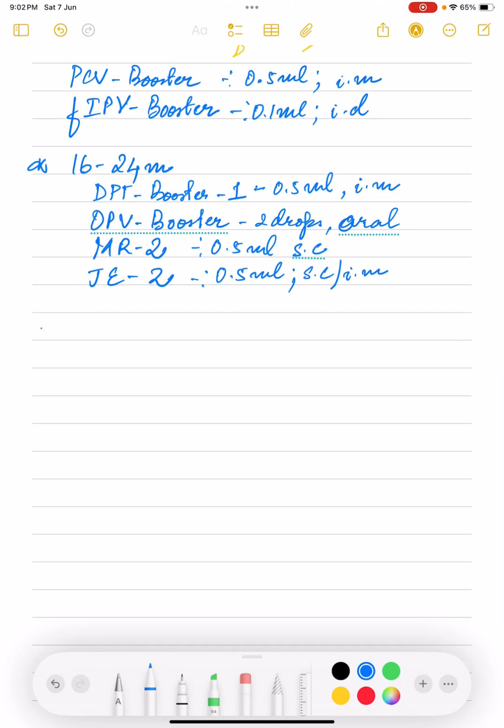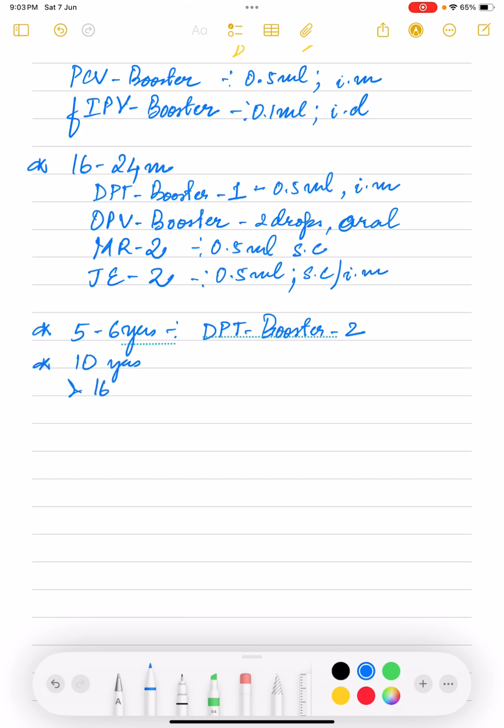Now after this, the next stage is 5 to 6 years. Here we give DPT booster 2. And then at 10 years and 16 years, we give TD, 0.5 ml IM. Now here this is also 0.5 ml IM. To remember that now that the child has grown, we can give IM in upper arm as well.